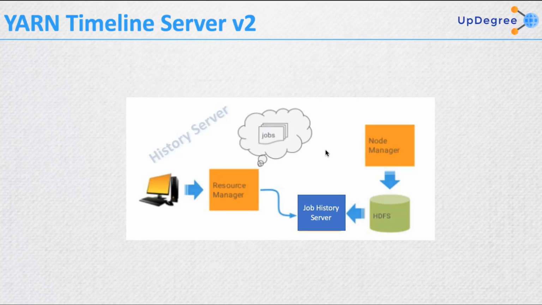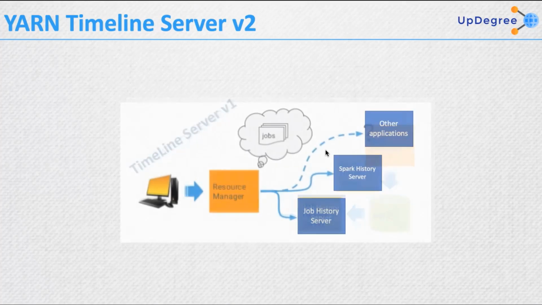So how does it work? You have a resource manager. The resource manager gives the data to the job history server, and it is stored in HDFS, and the node manager reads from there. But it was changing. So what they did, first of all, they launched Timeline Server version 1, right?